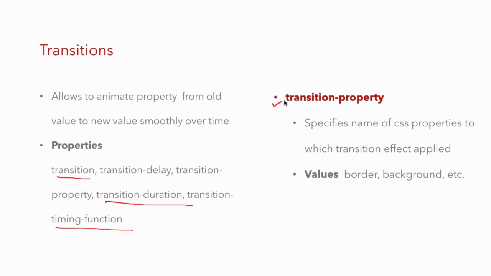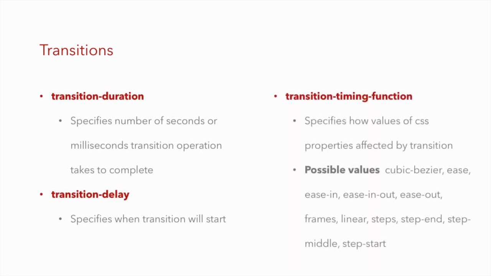So first is the transition-property. It specifies the name of the CSS properties to which the transition effect is going to get applied. Typical values are border, background, etc. Then we have transition-duration, which specifies the number of seconds or milliseconds required for the transition to get completed. And then we have transition-delay, wherein we specify the initial time it will take to start the transition. So it is sort of a delay. Once that delay in seconds or milliseconds completes, only then will the transition start.